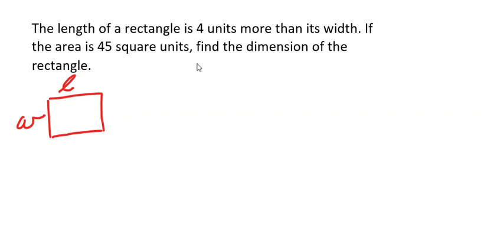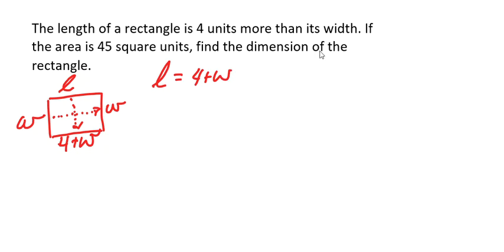The length of the rectangle is 4 units more than its width. Now, here's the thing about rectangles. The opposite sides are the same. So if this is the width, then this is also the width. And if that's the length, then this is also the length. But remember, the length is 4 more than the width. So it's 4 plus W. So now we have a separate representation for the length. The length could be L, or it could be 4 plus W.